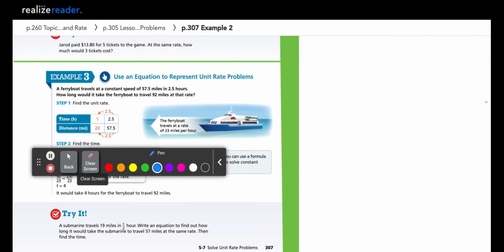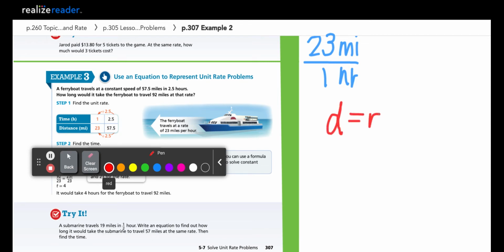that when we found the unit rate, when we found that the ferry boat could travel 23 miles in 1 hour, well, that's a speed, that's a rate. 23 miles per hour is a rate. And we should recognize that we can use the distance equals rate times time formula. This is a formula that you will begin to see in science in the future. So this is a formula, distance equals rate times time.